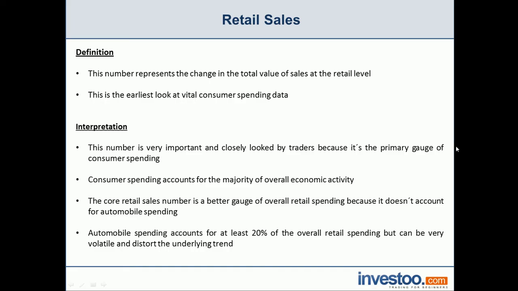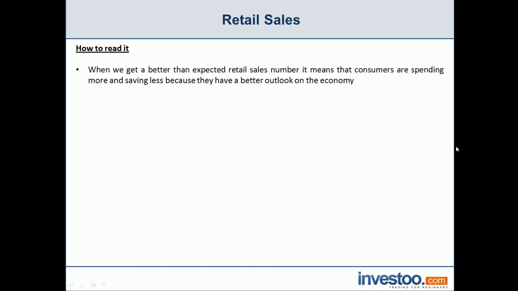Now, how are we going to read this number? Well, that's easy. When we get a better than expected retail sales number, it means that the consumers are spending more and saving less because they have a better outlook on the economy. And if consumers have a better view on the future of this country's economy, they are going to be saving less and spending more, which means that the economy is going to be more dynamic and overall healthier.